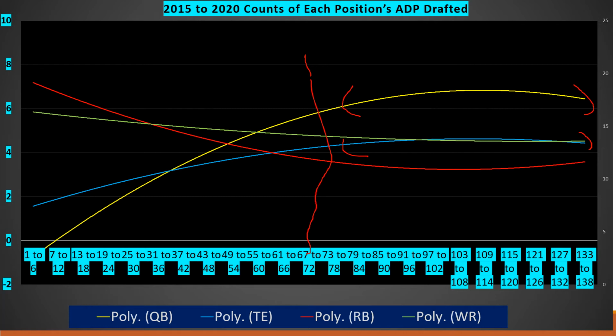Running backs are in red, and they are bottoming out about the time the others take off. Wide receivers are almost linear, a little bit biased early, but not dramatic. They're the least dramatic position across the draft, kind of steady drafting going on with wide receivers. So think about that when you're planning how you should approach this. But here's the overall pattern by the trend lines.